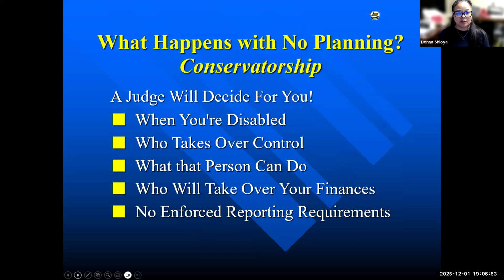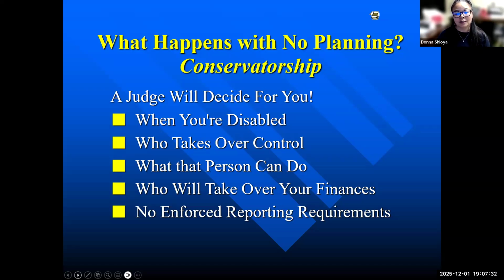At that point, your loved ones, the only recourse that they have, if you've not put a trust into place that has disability provisions in it, is that they will have to file a petition for conservatorship with the court. So a judge is going to decide for you, when you're disabled, who takes over control, what that person can do, who's going to take over your finances. And there's really no enforced reporting requirements, although the courts will require you to account in the first year, and thereafter once every 2 years will require the conservator to do that. In any event, it's very public, it's very long and drawn out.